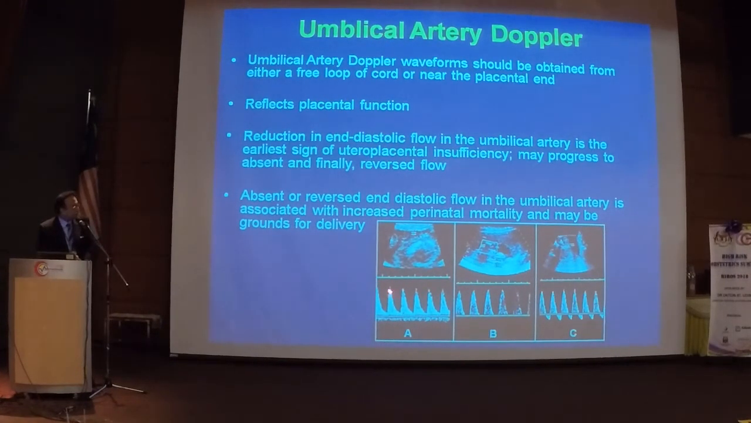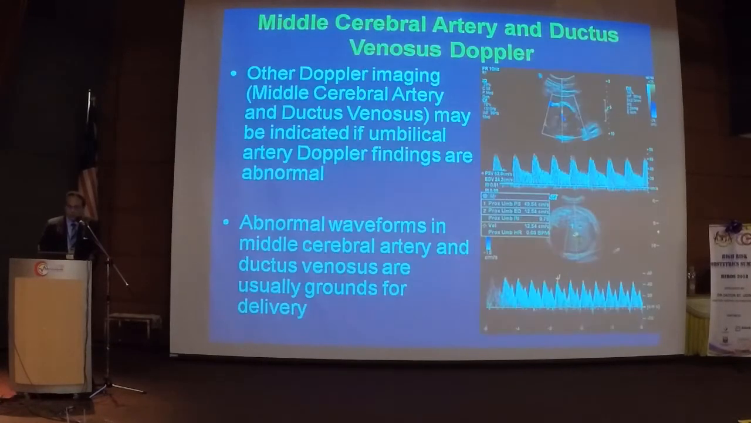That means there is reduction in the phase. They call it the diastolic phase. Right? It goes down, and eventually you can have an absent end diastolic flow and also reversal. So this is the sequence of worsening of the fetal condition. If it's absent and reversed, perhaps we need to take that quite seriously and decide whether we should deliver or not, because that will guide us towards the timing of delivery.